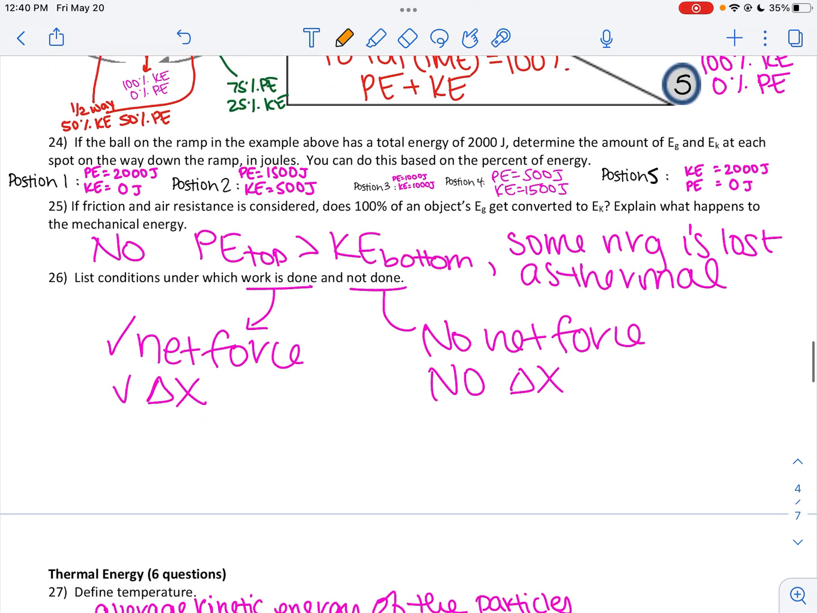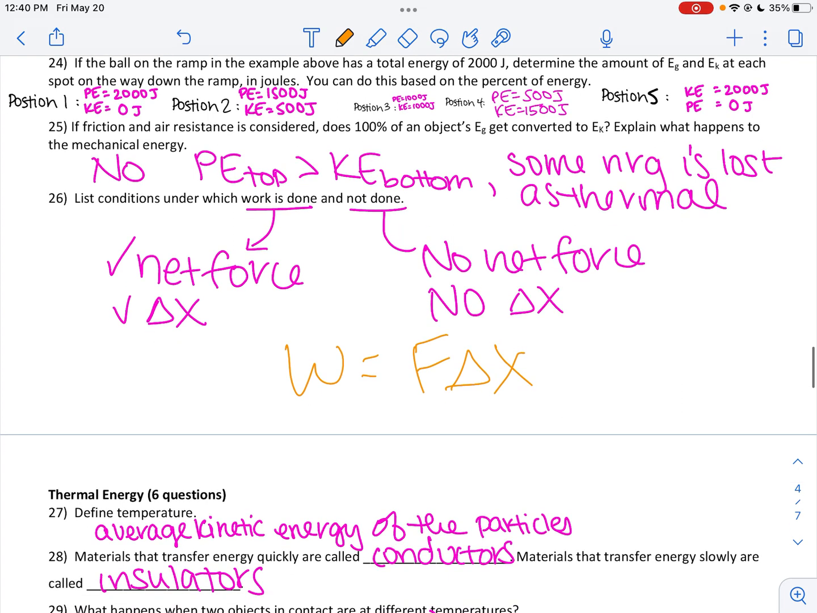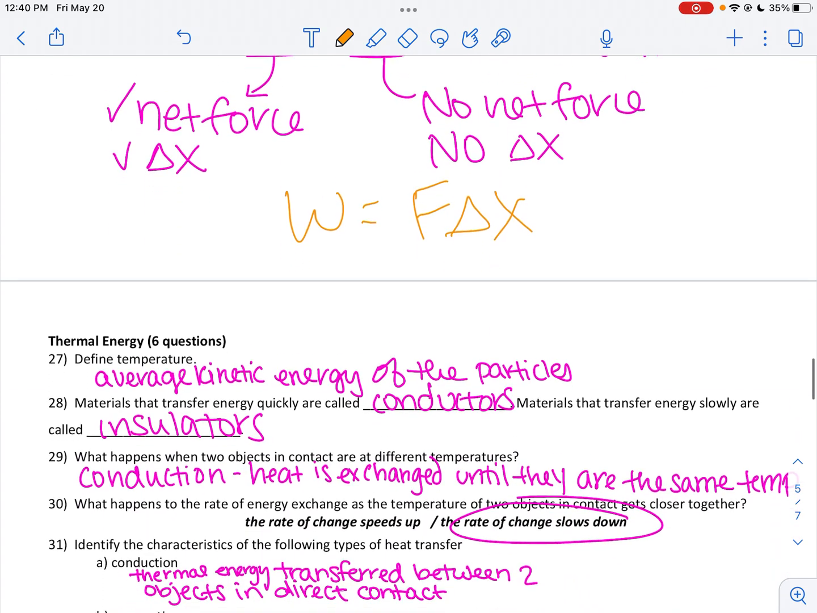All right, again, a reminder I said at the beginning, work equals force times delta x. Work equals force times delta x. So I need to have a net force and I need to have a displacement in order for work to be done. If the object does not move or if it is balanced forces, then no net work.